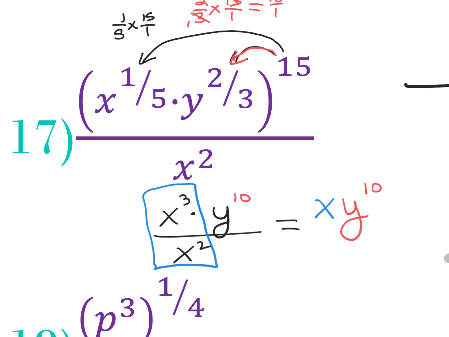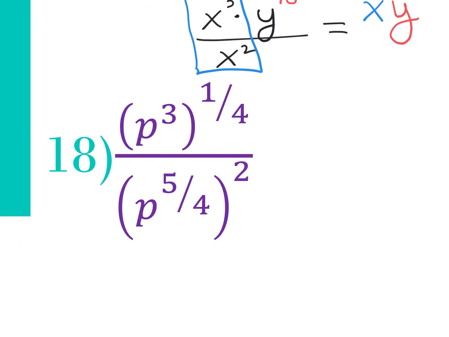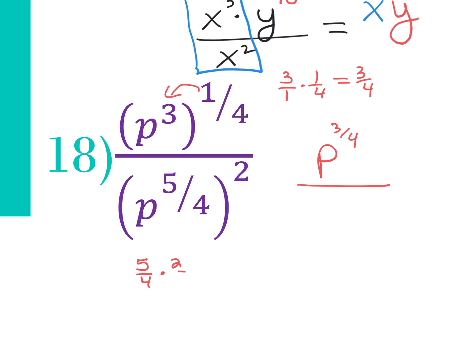I need to do the same thing on number 18. All right, so for 18, we're going to do the same thing. We're going to raise the power to the power. So we're going to multiply 3 times 1/4. So I could take 3 times 1 over 4. This gives me 3/4. So I get p to the 3/4 power. Same thing here for the denominator, 5 over 4 times 2 over 1. I can simplify diagonally here, make this a 1, make this a 2, and I get 5/2. So now it's p to the 5 over 2 power.